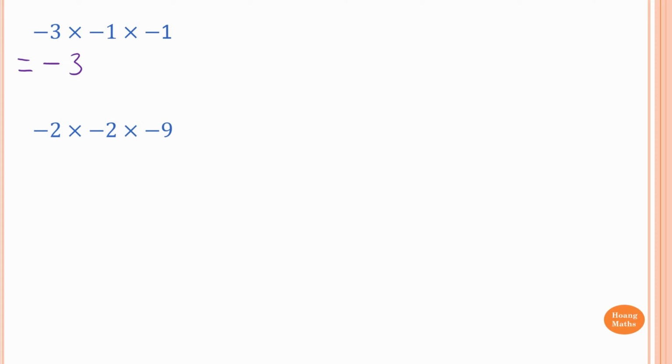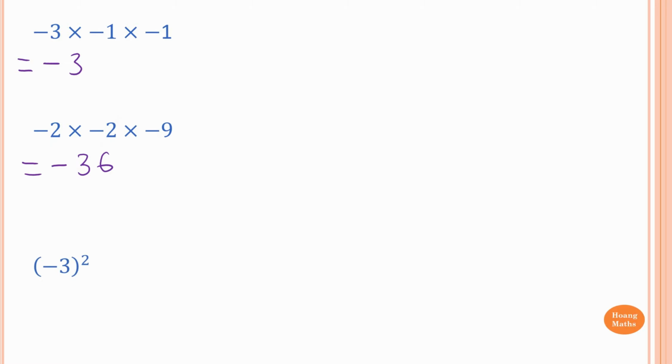So we have negative 2 times negative 2 and times negative 9. Again, we have 3 negative numbers multiplied together, so the result should be a negative number, right? So we write a negative first. And we go 2 times 2 is 4. 4 times 9 is 36. So the answer is negative 36.